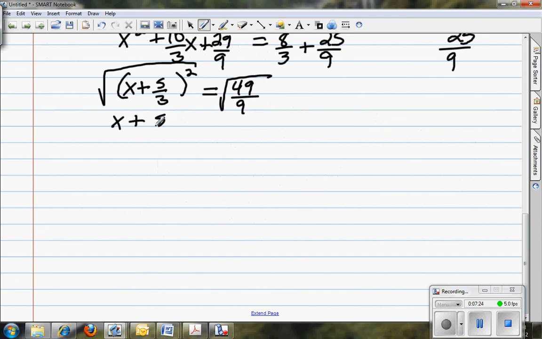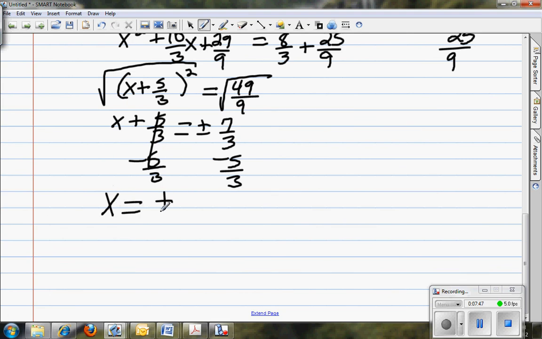We end up with x plus 5 thirds, because the square roots cancel each other out, is equal to, and our radical properties tell us we can just take the square root of the top, square root of the bottom, so it equals plus or minus 7 thirds. Of course, we need to subtract this other 5 thirds from both sides. So x is going to be equal to plus or minus 7 thirds minus 5 thirds.